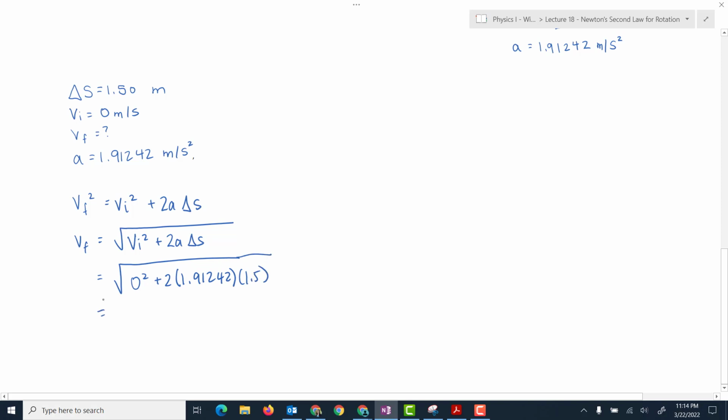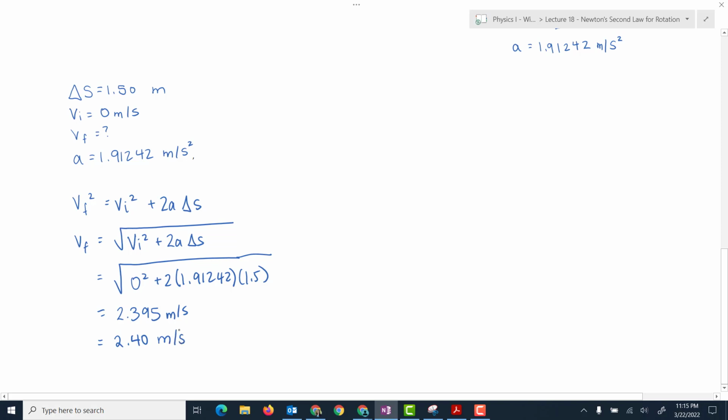And so now I can type all of this up. And I have 2 times 1.91242 times 1.5, all in a square root sign. And I get 2.395 meters per second. If I want to round that, I would get 2.40 if I wanted 3 significant figures, meters per second. And that is it.